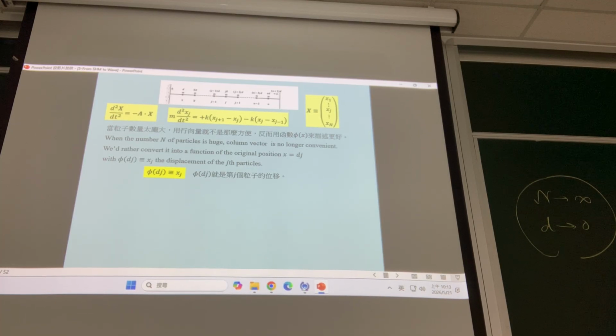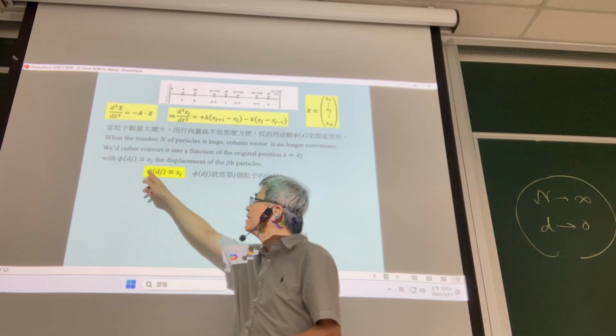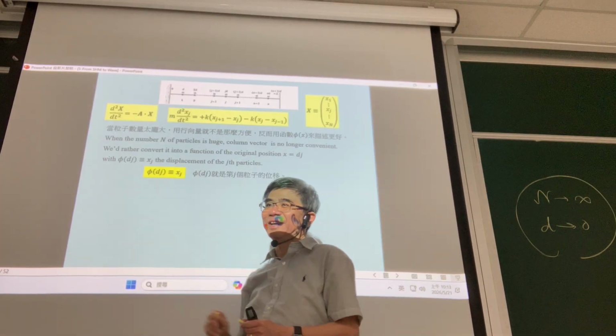That's the position. Okay, so I'm transforming this xj into a function phi at the jth place, but I design it so that it is a function of the original position. I know that because this xj is connected to this j, the two numbers are connected with each other. But anyway, in mathematical terms, I just define phi of dj equal to xj.